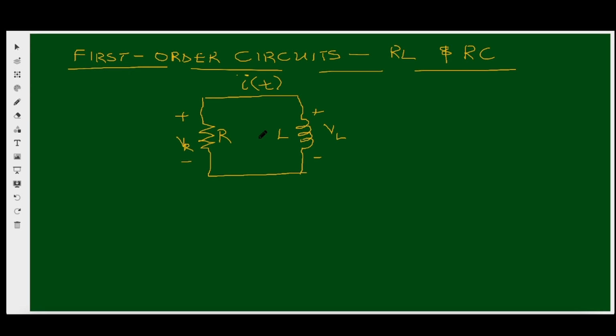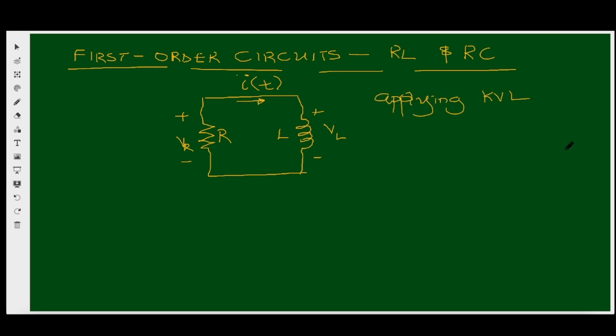And there I can talk about complete response, that is the natural response plus the forced response. That is if you have a circuit that contains a resistor, an inductor, and sources, and of course we have a switch. How do we get a complete response of the circuit? And of course we use a first order differential equation to solve these equations.